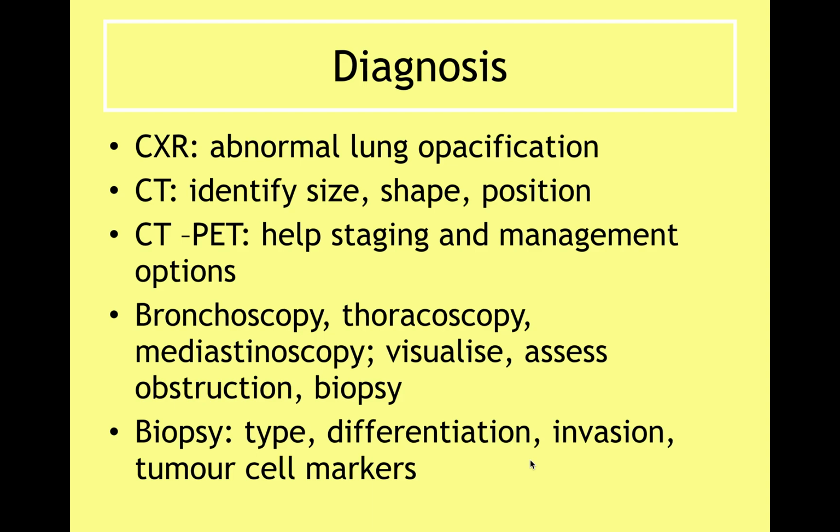or a mediastinoscopy. So these are used, as I said, to visualize the tumour itself, be able to see what it's obstructing. You can also take a biopsy at those points. Mediastinoscopies are also quite helpful in looking at the lymph nodes that might be affected or where the cancer might have spread to. So biopsies are used again to look at the type of lung cancer, whether it's small cell or non-small cell, and the differentiation, how well differentiated it is, and whether it's invaded into any other surrounding structures.